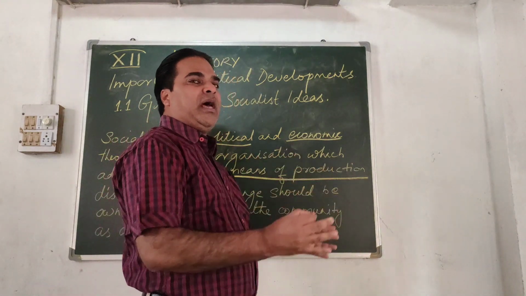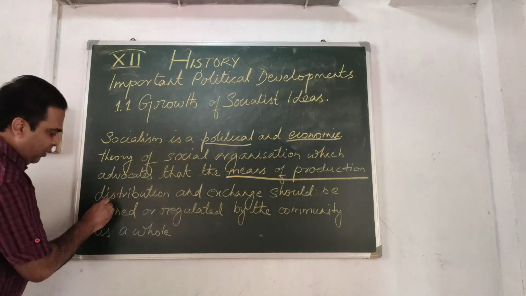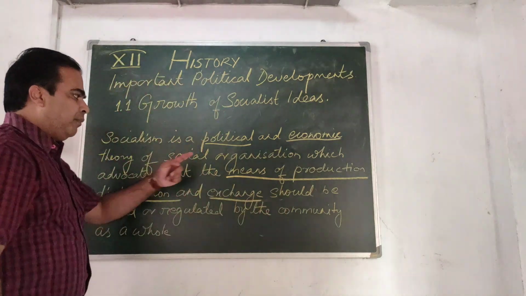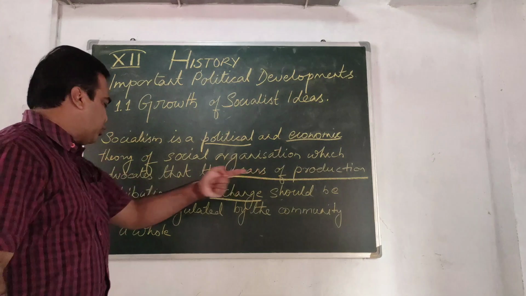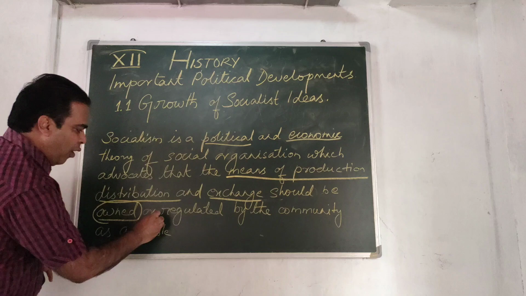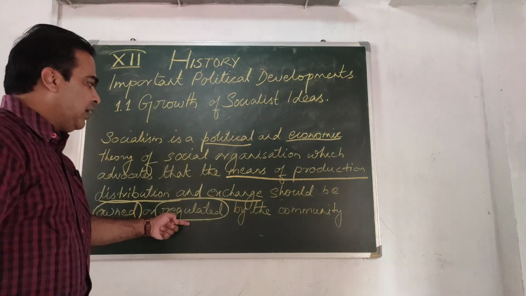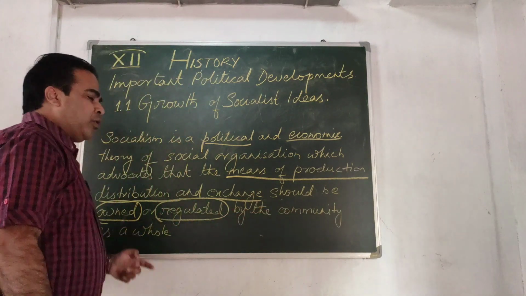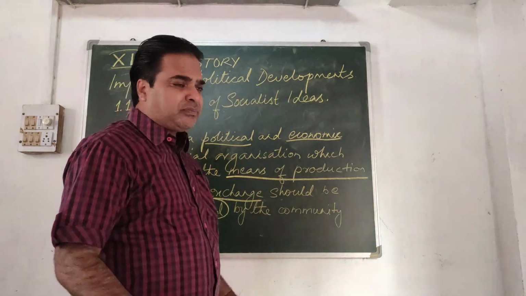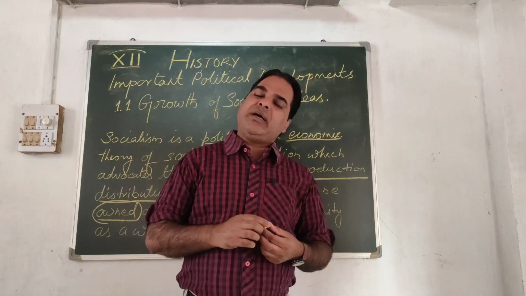Now who is going to have control over the means of production? Means of production, distribution and exchange should be owned or regulated. Who will own and who will regulate? They will be regulated by the community as a whole. The entire community as a whole will regulate the means of production. That means, in simple words, the wealth of the country will be equally distributed among the people.